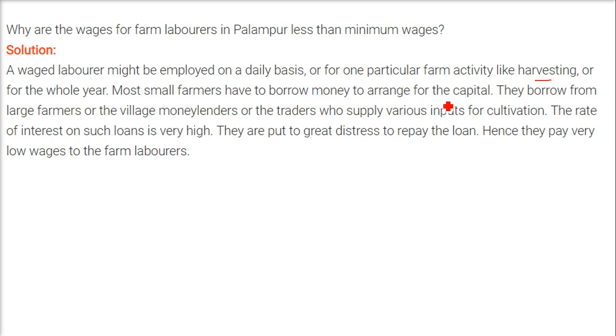Most small farmers need to borrow money to arrange for the capital, because they don't have money, they are poor. So they borrow from large farmers or village money lenders or the traders who supply various inputs for cultivation. Now the rate of interest of such loans is quite high. This puts them in distress to repay the loan. Hence, to pay these loans, they have to opt for any job as farm laborers.